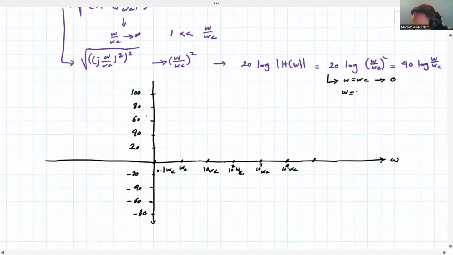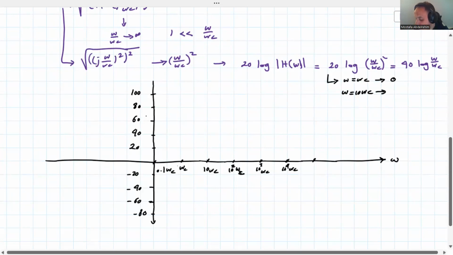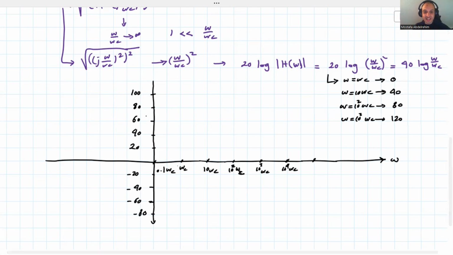When omega equals 10 omega c, that will be 40 log 10. Log 10 is 1, so that will be plus 40. Omega equals 100 omega c, that will be log 100, and log 100 is 2. 2 multiplied by 40 is 80. We can continue: 1000 omega c, that will be 120, and so on. So here we increase by 40, whereas the other ones, the increase was usually by 20. Okay, let's draw that.